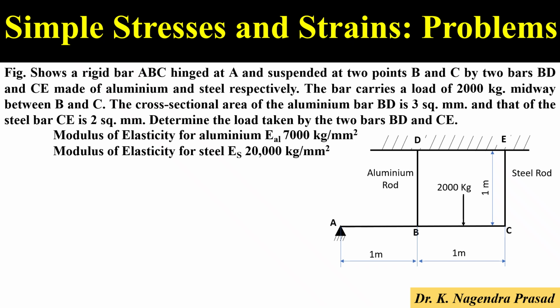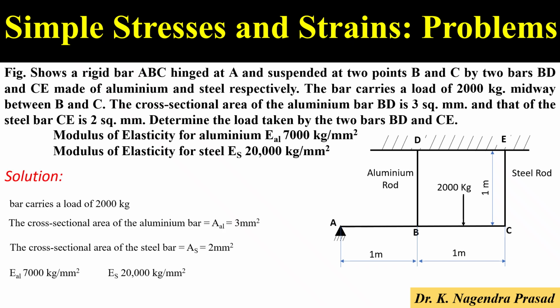So here it is given the data: the load applied on the bar is 2000 kg, and also given is the cross-sectional area of the aluminium bar. Let us consider A suffix AL as 3 mm square, and also given the cross-sectional area of the steel bar. Let us consider A suffix S as 2 mm square, and the Young's modulus for the aluminium and steel is also given. Now we have to determine the load taken by the BD bar and CE bar.